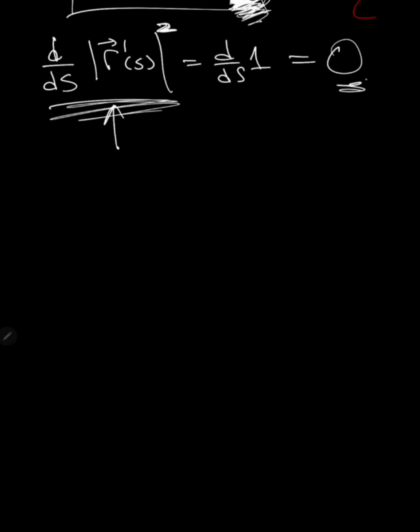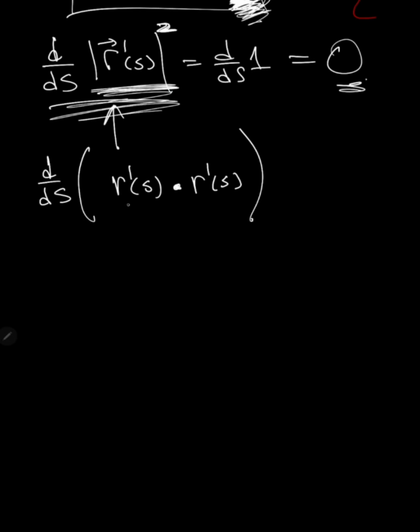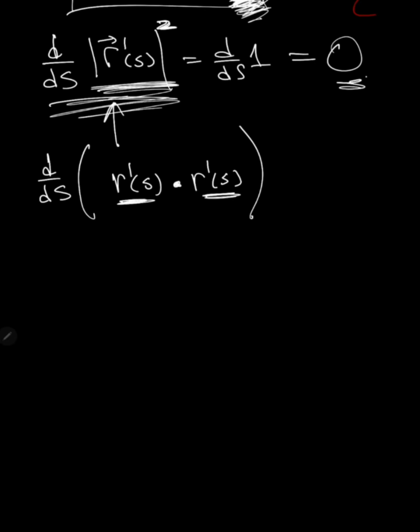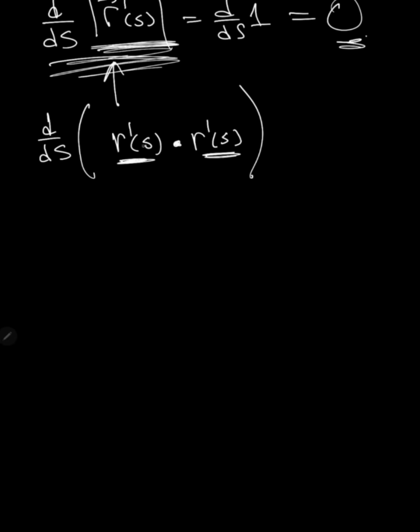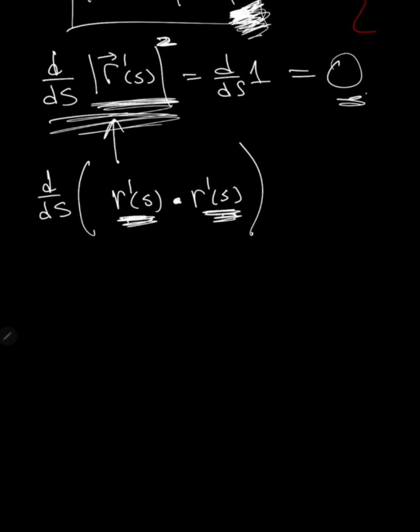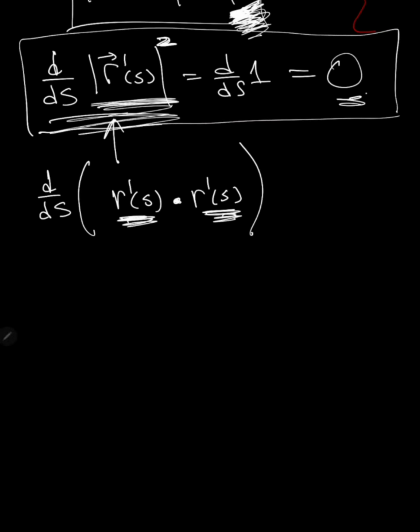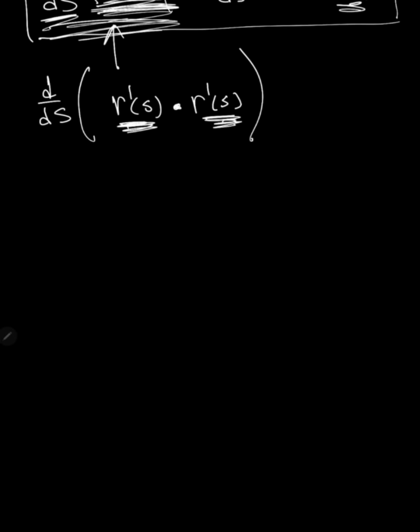But this left-hand side I can simplify. This left-hand side is d/ds of r prime of s dot r prime of s. Remember, the length squared of a vector is the dot product of that vector with itself. You can see that from the definition of the dot product. So I'm differentiating this. By the way, at this moment, at least in the first line above, this is one variable calculus, because I'm taking the derivative of a one variable function, because the speed is a one variable function.